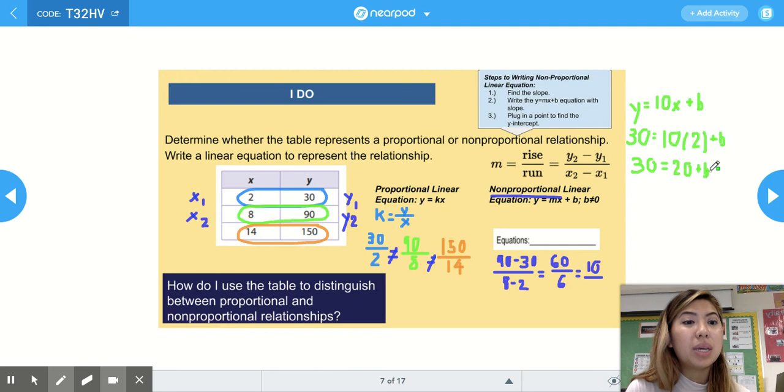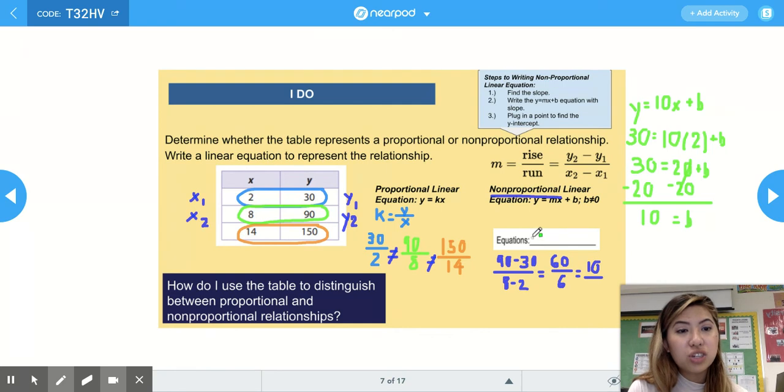To figure out what b is, I need to move the 20 to the other side. And to do that, I'm going to do the opposite, or the inverse operation. So the opposite of adding 20 is subtracting 20, and that's what I'm going to do on each side. 20 minus 20 is 0. So we have b is equal to 10.